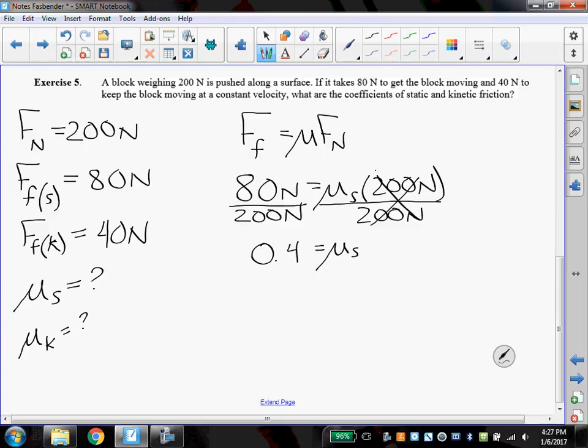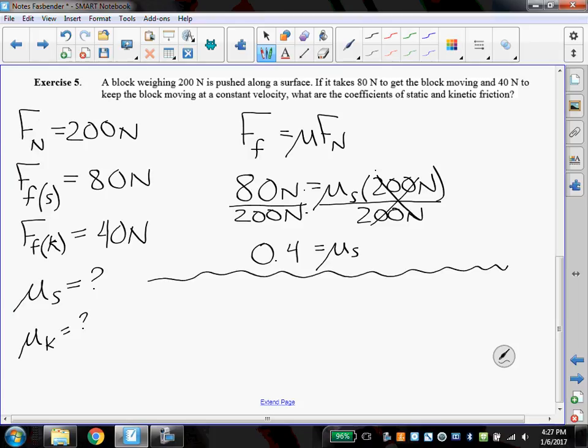Now, there is no unit on this because you can see in our calculation we had 80 newtons divided by 200 newtons. And a newton divided by a newton, well, that just cancels out. So the coefficient of friction is the only number that we will have in this class that is okay to have no units for.